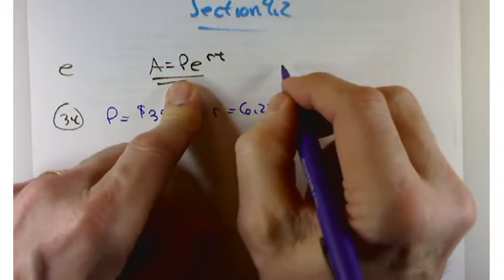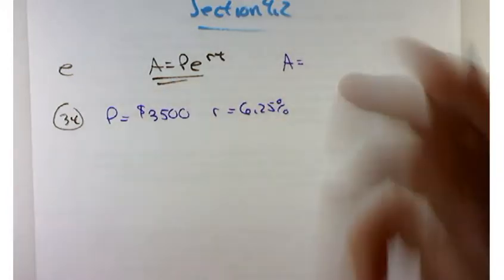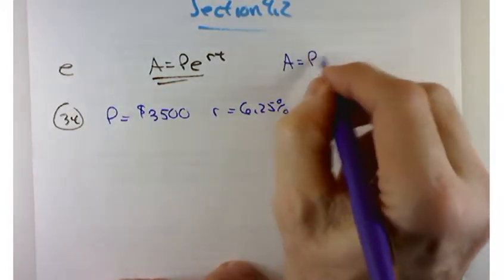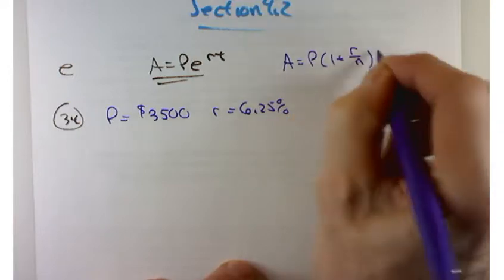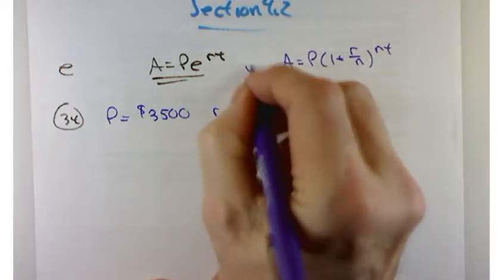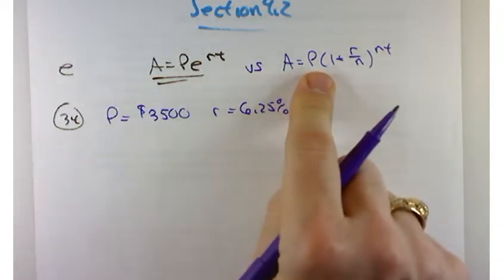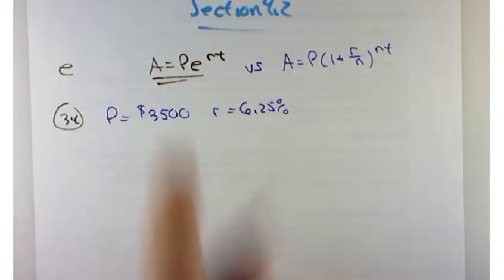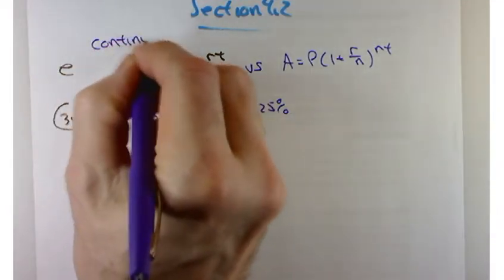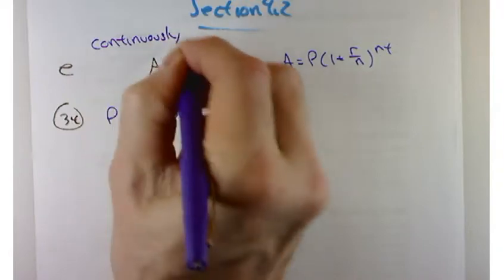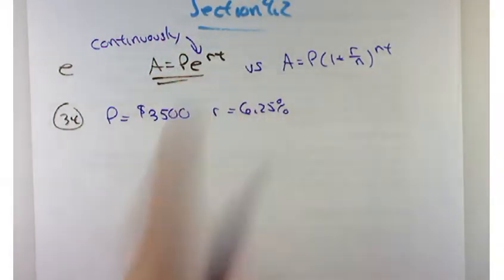If it was compounded n times a year, then you'd be using this formula, P times 1 plus r over n to the nt. So both formulas will be given to you. You need to know which one to use where. But if it's compounded continuously, that's when you use this formula right here.